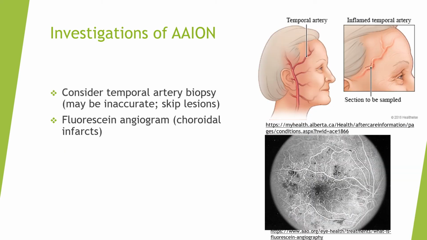Further investigation upon confirmation of suspicion can be a temporal artery biopsy. This may be inaccurate because GCA forms skip lesions on the temporal artery, so the lesions are not continuous. We can also investigate with the fluorescein angiogram for any choroidal infarct. The choroid is the layer right outside of the retina, divided by the Bruch membrane.